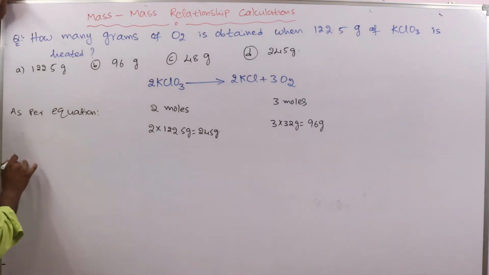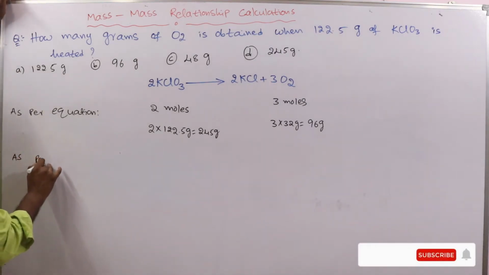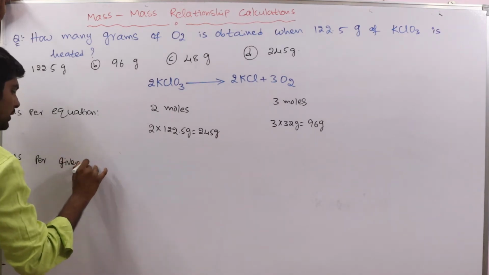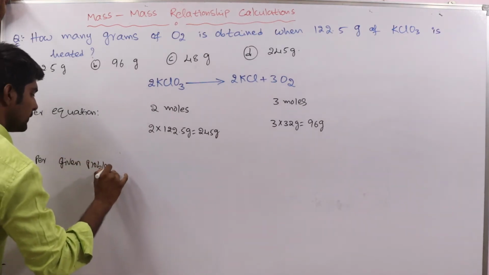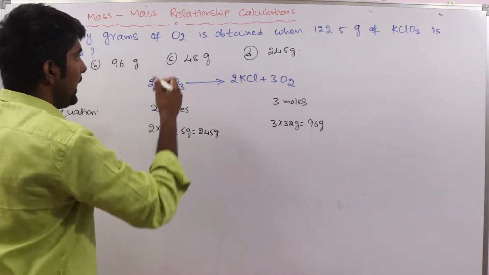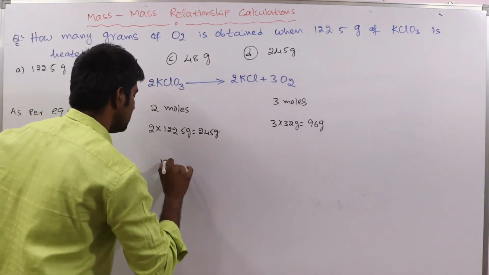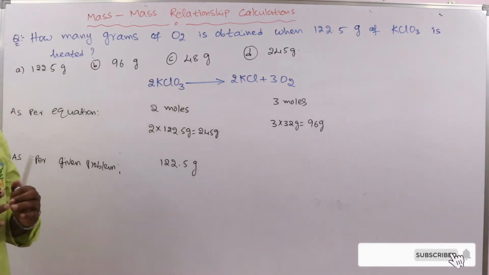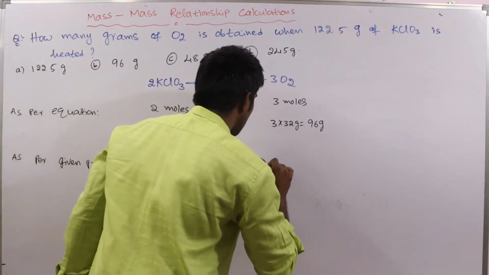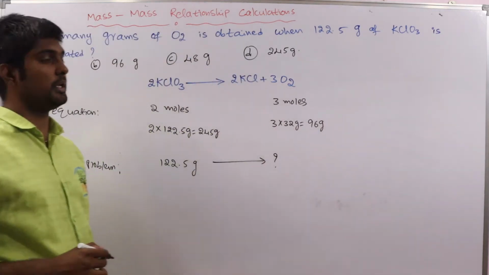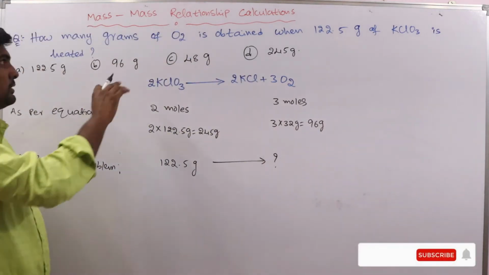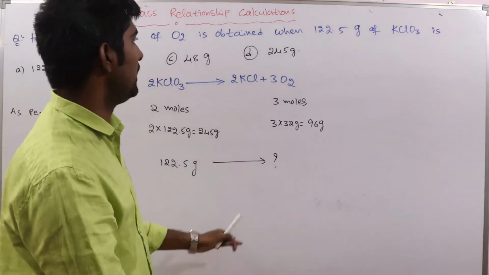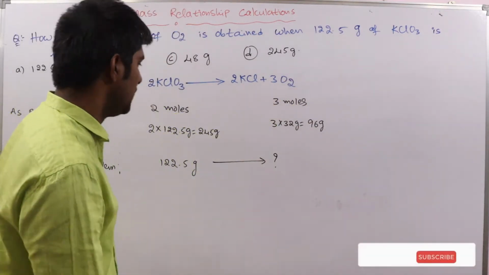Now as per the given problem, 122.5 gram of KClO3 is heated, how many grams of oxygen is obtained? Okay, yes or no? 122.5 grams of KClO3 is heated, how many grams of oxygen is formed?